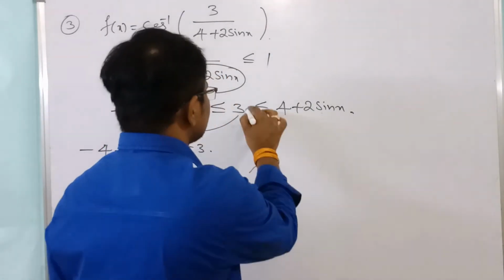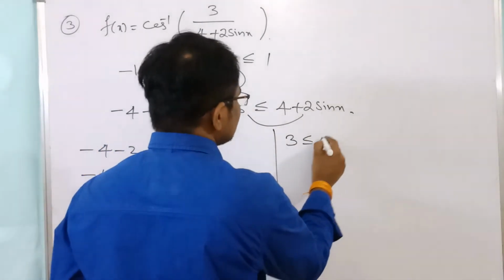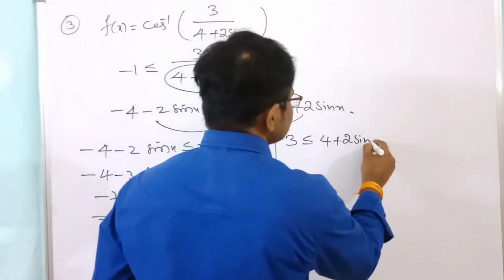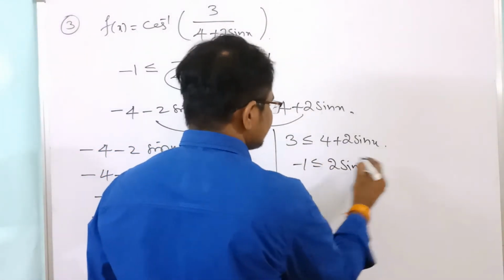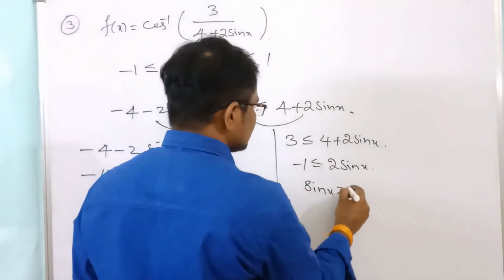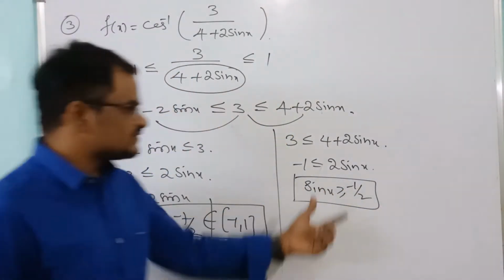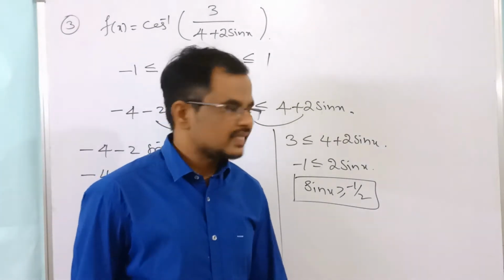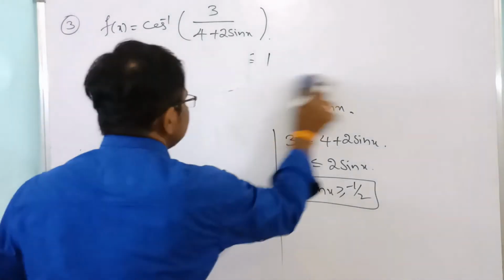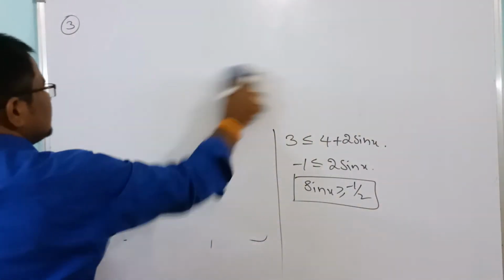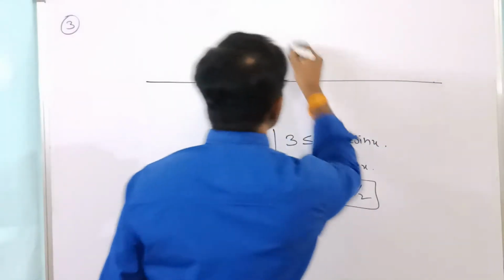Now come to this one. So what is that? 3 less than or equal to 4 plus 2 sin x. So minus 1 less than or equal to 2 sin x. Now sin x greater than or equal to minus 1 by 2. So for this one we have to find the solutions, right? Now take the graph same like the previous problem.